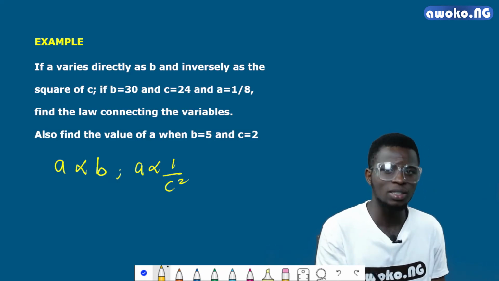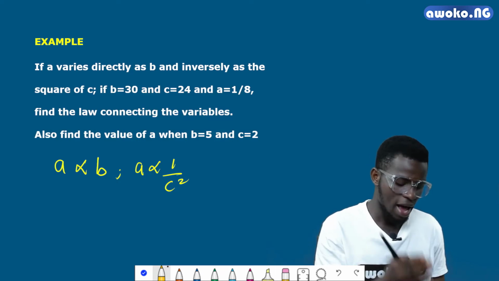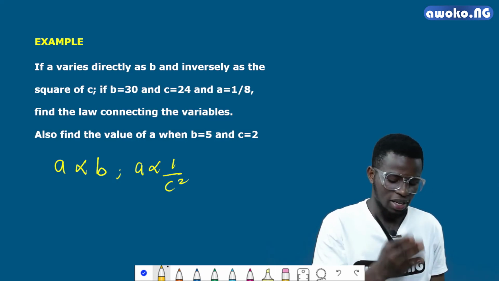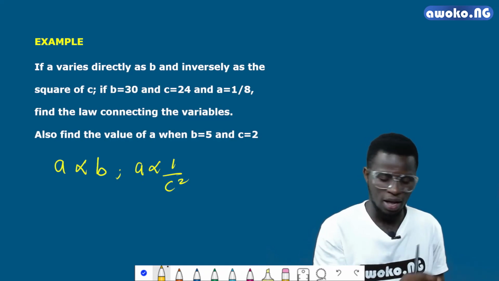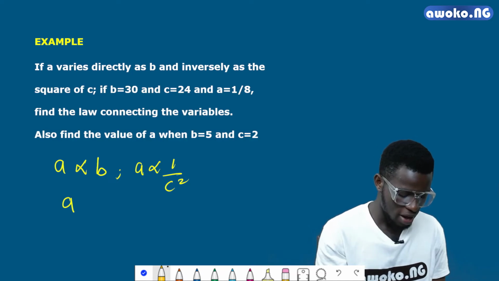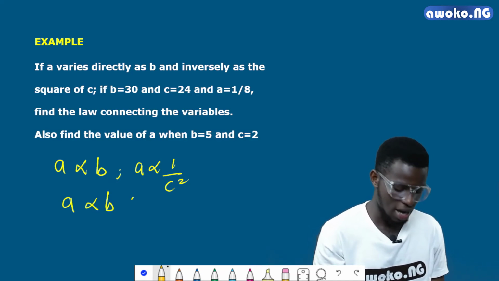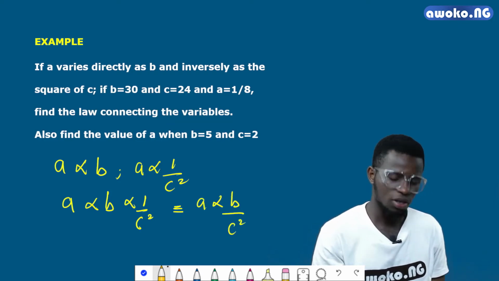From the transitive property, if A varies directly as B and A varies inversely as the square of C, you will agree with me that this could be simplified to A varies as B and varies as 1 over C squared. Of course, this can be approximated to A varies as B all over C squared.